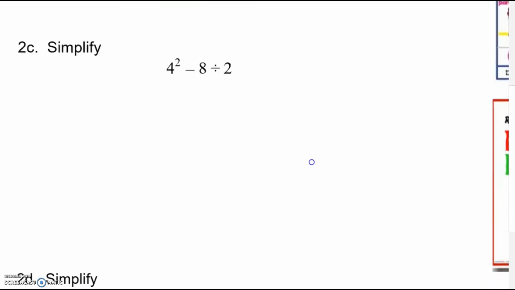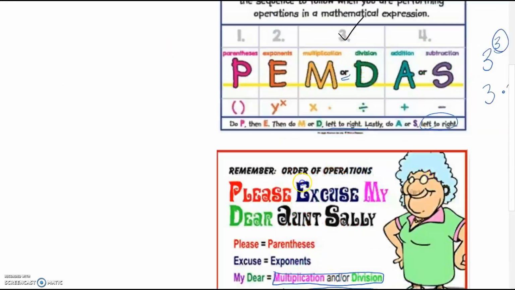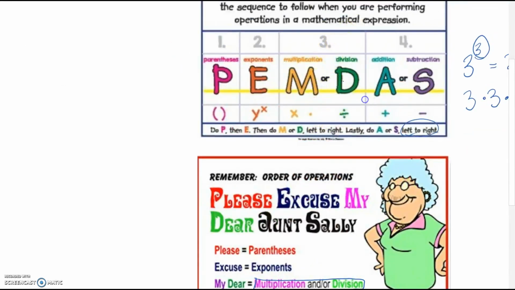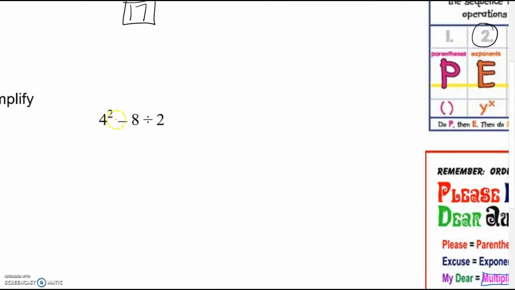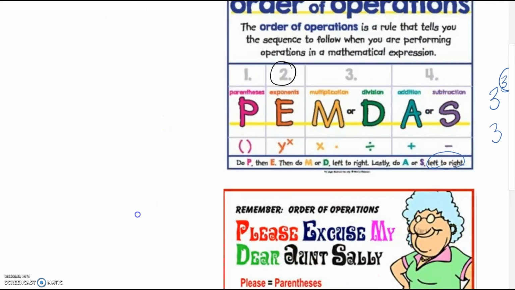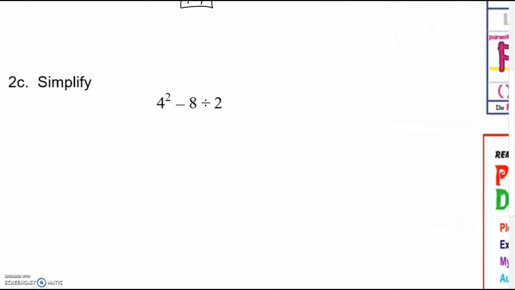For our second one here, we've got 4 squared. That's 4 with an exponent of 2, so we do have exponents in this case. No parentheses though, so we have 4 squared minus 8 divided by 2. So we're going to do the exponents first, and then multiplication, division, addition, and subtraction. So 4 to the second power, again, is not 8, it's 4 times 4, which is 16. And then we bring everything else down, minus 8 divided by 2.